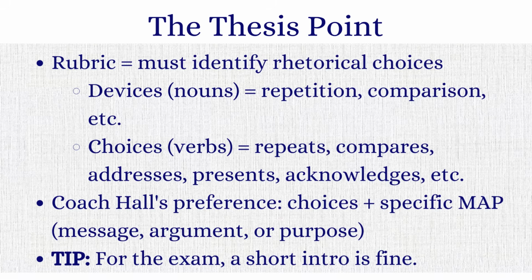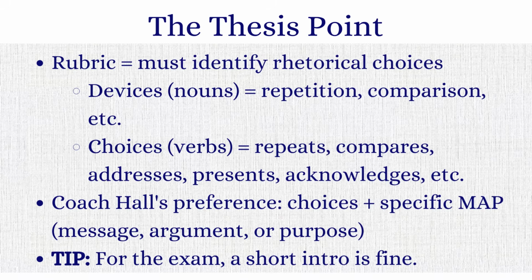So for the thesis, technically you can include devices, which are nouns. This would be things like repetition, comparison, etc. Now, a rhetorical choice, as opposed to a rhetorical device, is going to be a verb. And so you can take those nouns like repetition and turn it into a verb, repeats, or comparison can become compares. You want to be specific, though. You don't want to just say he compares or he repeats. You want to say what they're comparing or what they're repeating.